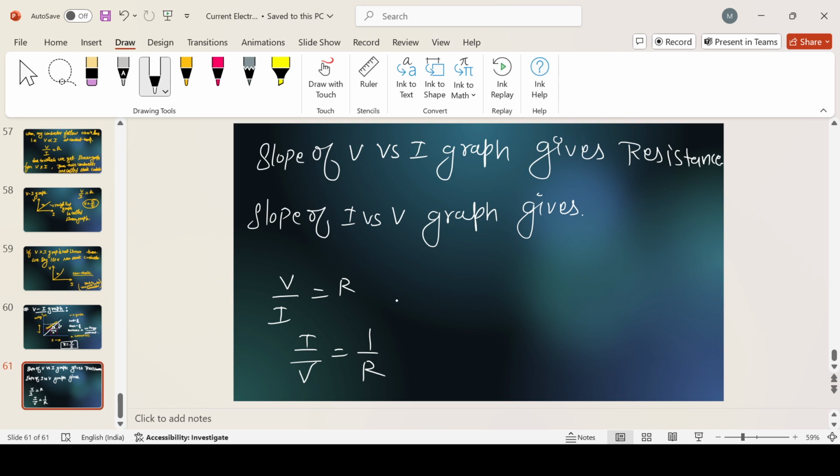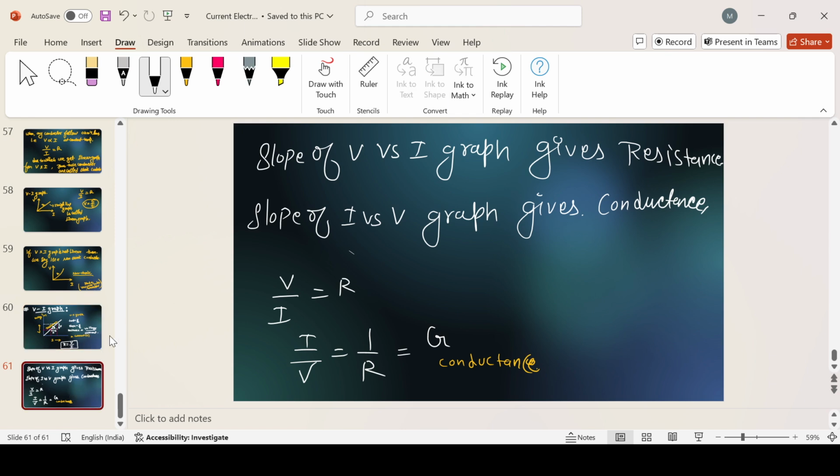And this 1 upon R is also equal to G. This is resistance, this is conductance. So if the IV graph is given, you can write 1 upon R, or in terms of conductance you can write the conductance. So the slope of the I versus V graph will give you the conductance. Got it? Any issue with this one?